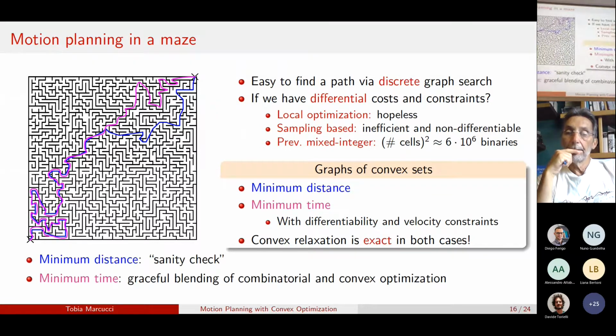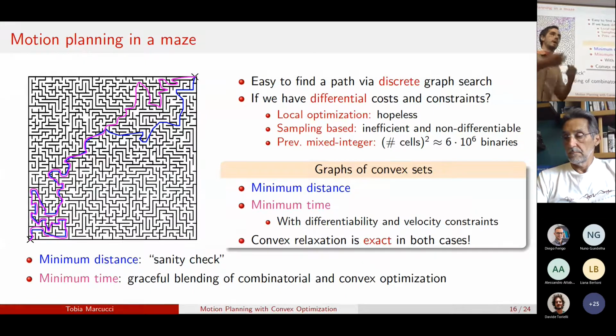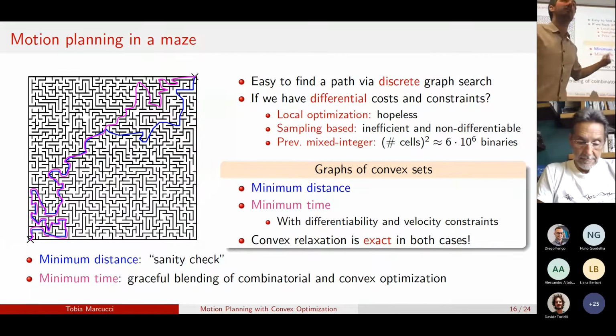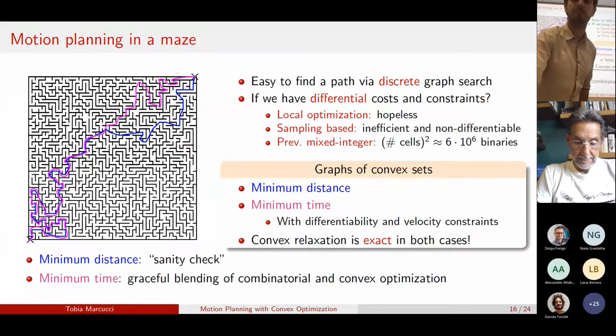Let me be precise and say that for the minimum distance problem, this is more or less a sanity check, because this problem could be solved again in polynomial time with some magic. So it's not impressive that convex optimization can solve this exactly. But for the minimum time problem, I think this is a nice way of our algorithm merging continuous and discrete decision making, because I don't know any other algorithm that can design a path like that.